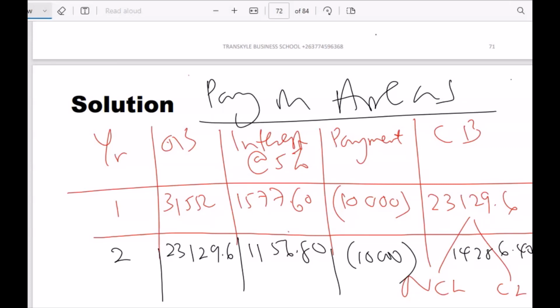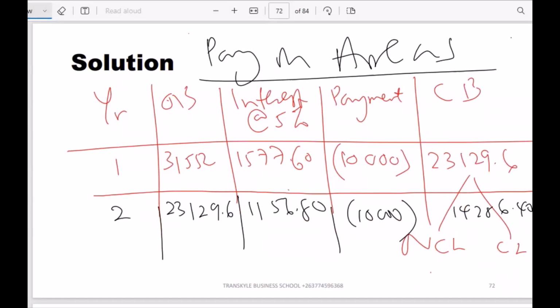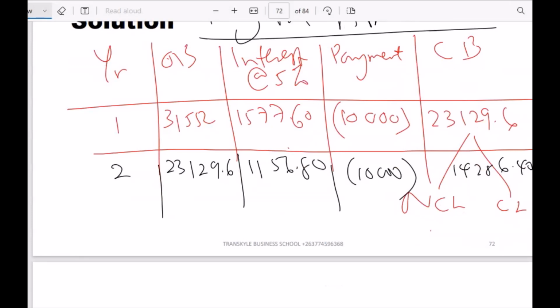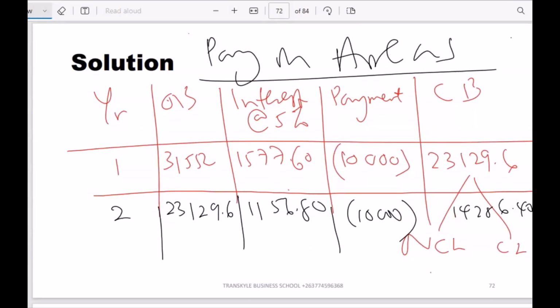Now, once you get these figures, then it becomes easier for you to determine which one is the current liability and which one is the non-current liability. The non-current liability, for year 1, is the closing liability in year 2. So the non-current liability becomes 14,286.40. And the current liability becomes the difference between this amount and this amount. So the difference here is actually the current liability.